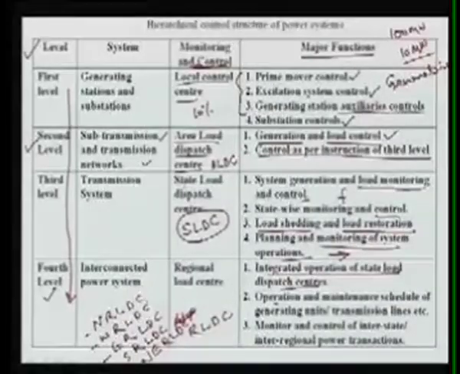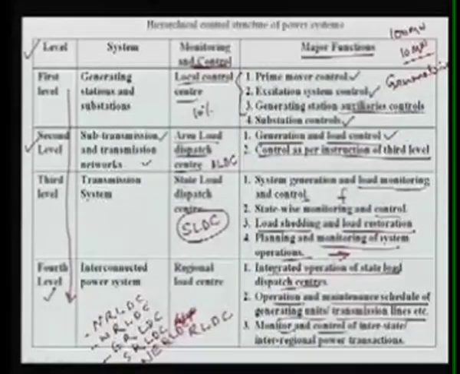Their other functions are operation and the maintenance of schedule of the generating units, transmission lines, etc. So various transmission lines presently, they are the inter-regional transmission lines, inter-state transmission lines. So their operation, maintenance, etc., they normally monitor. They also monitor the control of the interstate and the inter-regional power transactions.